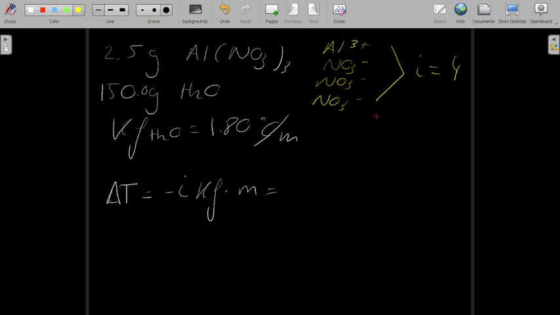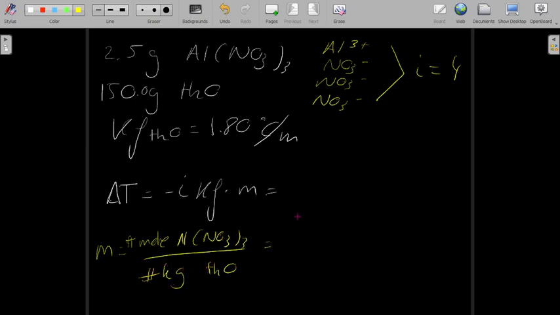You have i. You have Kf. You have molality? No, but once again, it's just like before. You can find out the molality. The molality is the number of moles of what? Of your solute, so of that aluminum nitrate, divided by the number of kilograms of your solvent. Who's your solvent? Your water.